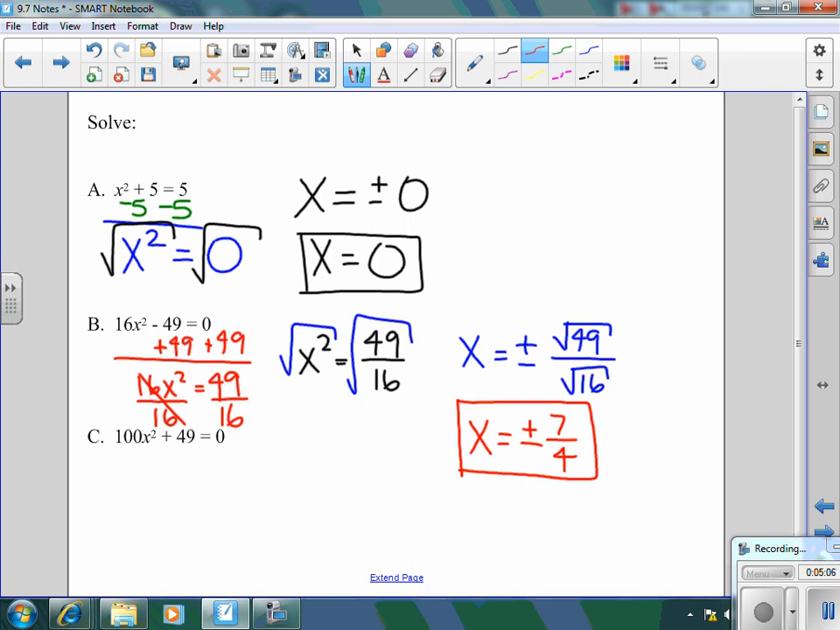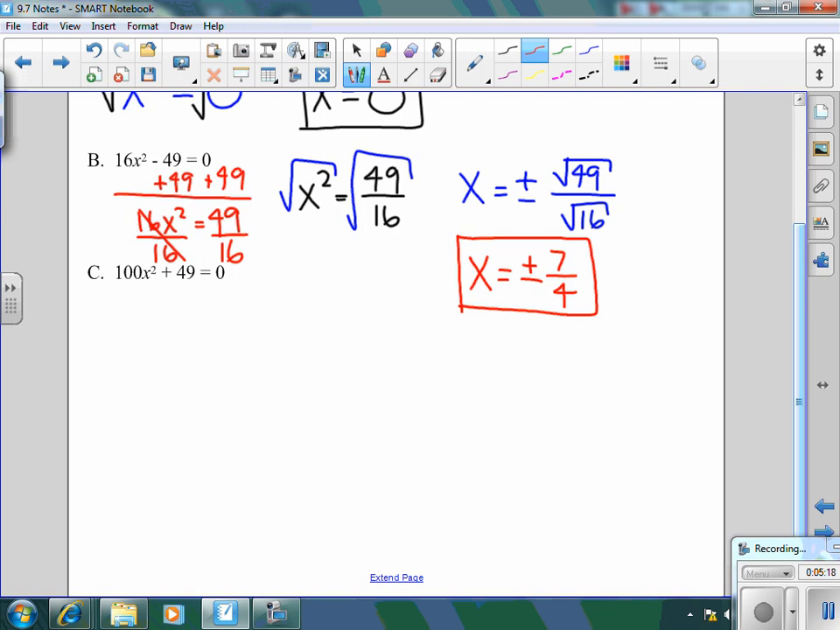The awesome thing about graphs like this is your x-intercepts are exactly opposite. That's because your axis of symmetry is 0, because b is 0. Pretty awesome how that works out. The next one is interesting. We've got to get x squared by itself, so subtract 49 from both sides. And then divide both sides by 100, just like we did before.